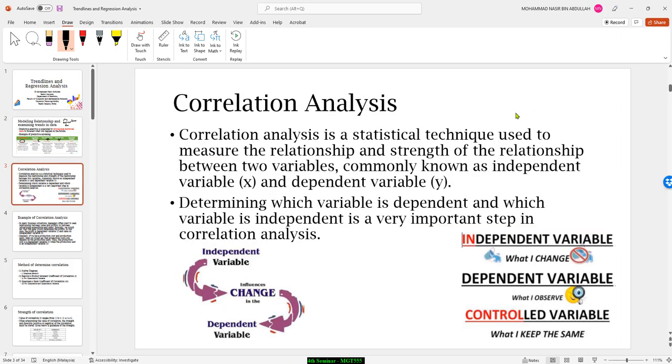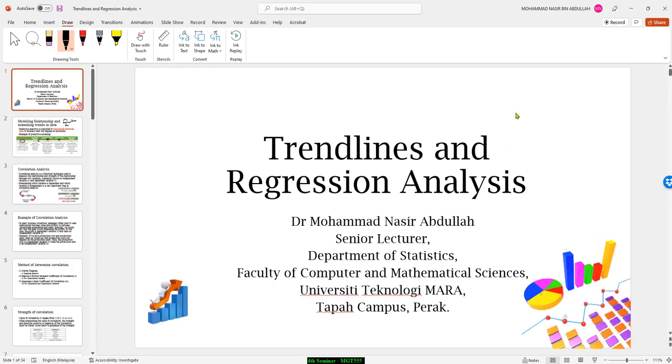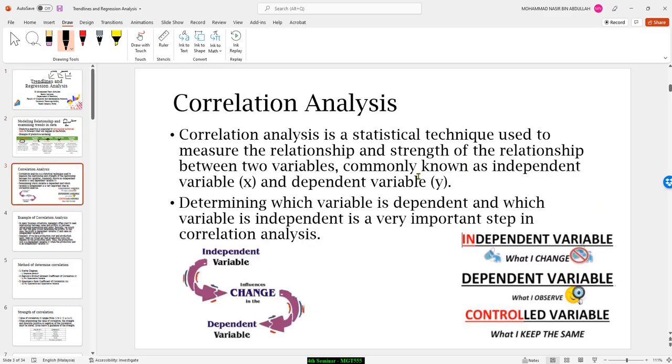So now, the first topic that we're going to look at is correlation, right? So the topic we want to look at is trend line and regression analysis. So trend line is to understand the trend of the data, whether it is increasing or decreasing, right? So if you get something like this, it means there is no trend at all. If like this, no trend at all. This is an increasing trend. This is a decreasing trend, right?